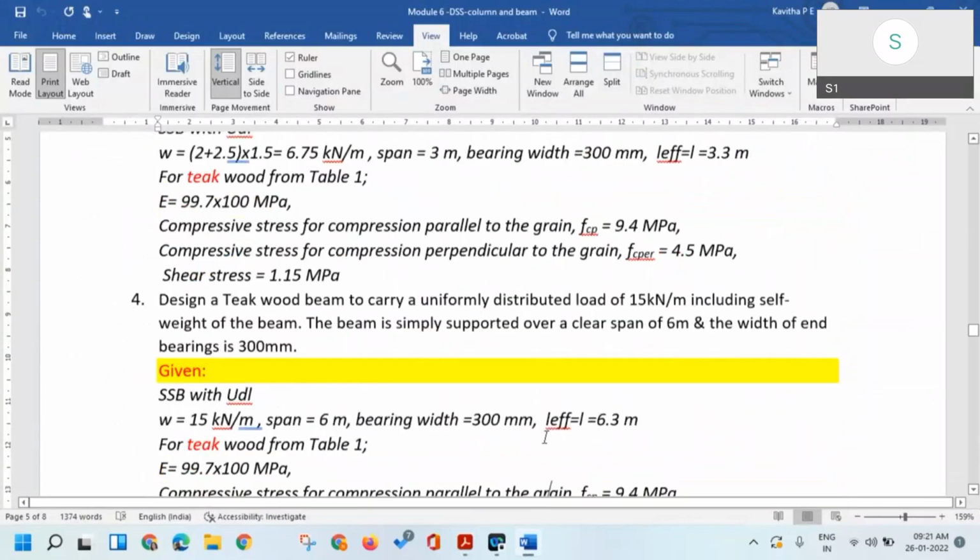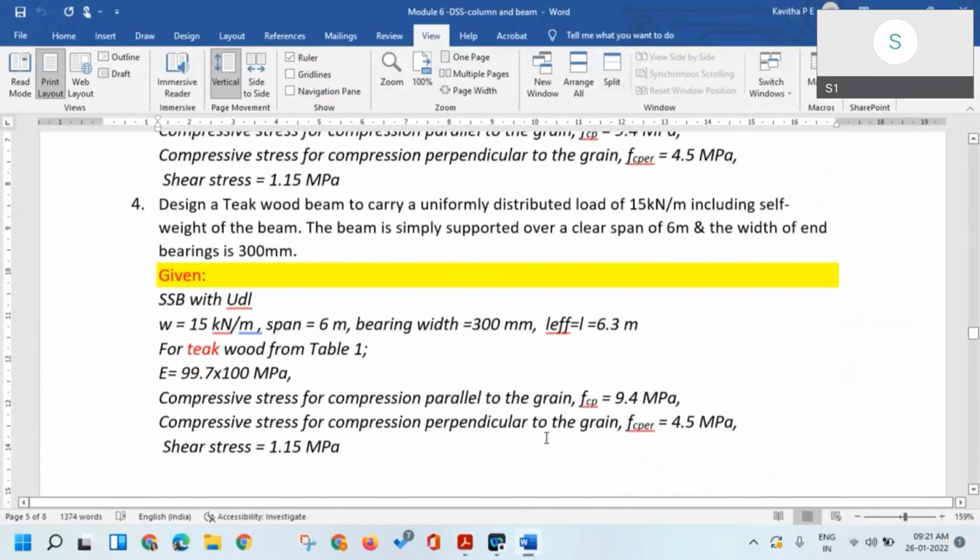and bearing. A similar question is the fourth one, again with teak wood and with a UDL of 15 kilonewton per meter. So the procedure is quite simple. Assuming the dimensions, calculating the maximum bending moments, doing the check for bending, shear, deflection and bearing. Okay, that's the design of timber beams. Thank you.